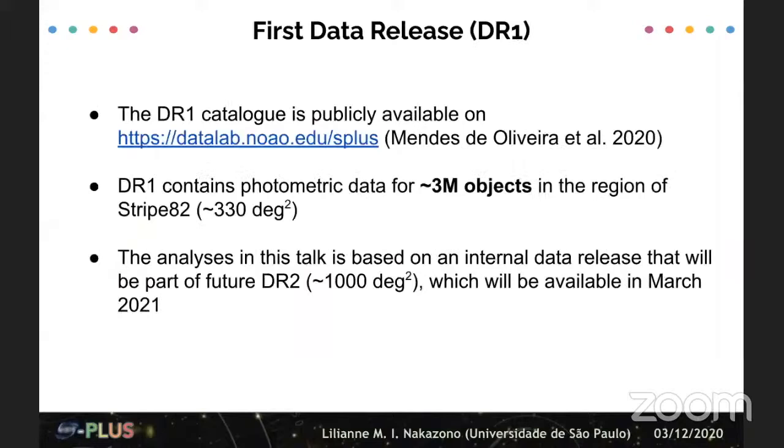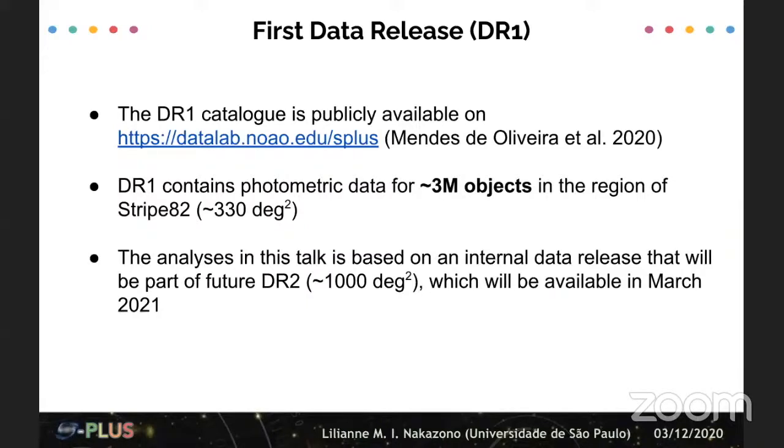The first data release is publicly available through this website, with photometric data for about 3 million sources in the Stripe 82 region. This is not the data set that I used for the analysis that I'm going to show next. We actually used an internal data release, which has an improvement in the calibration, but we used the same Stripe 82 area for this analysis.